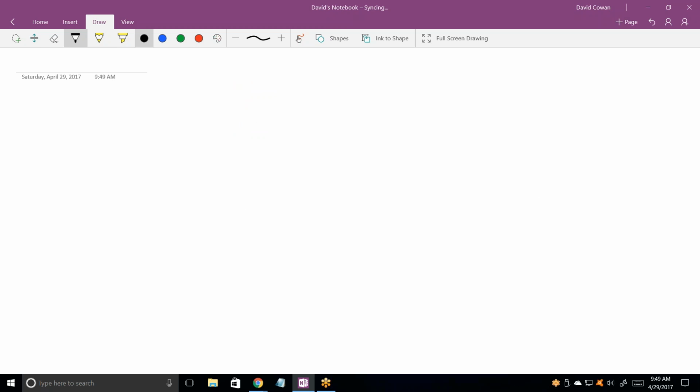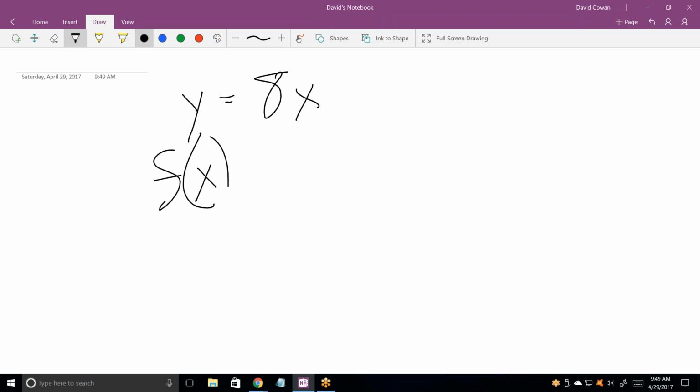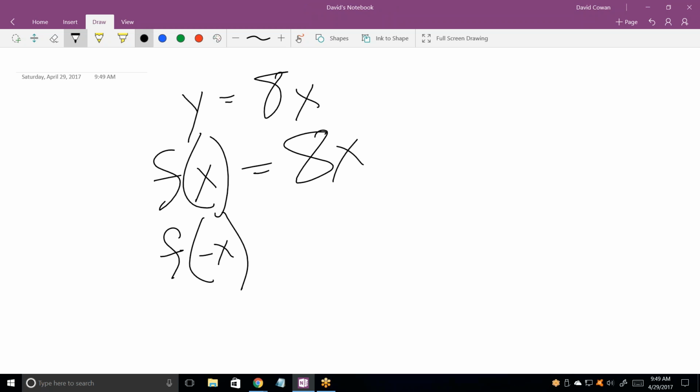Y equals 8x. Maybe that one's simpler. It will be. It's odd, for sure. Oh, just y equals 8x? Yeah. Okay, well, first of all, let's put it in this notation and prove that it's odd. How do I prove it's odd? F of minus x. That's not times. Important distinction. It equals minus 8x, which is equal to minus f of x, which makes it odd.